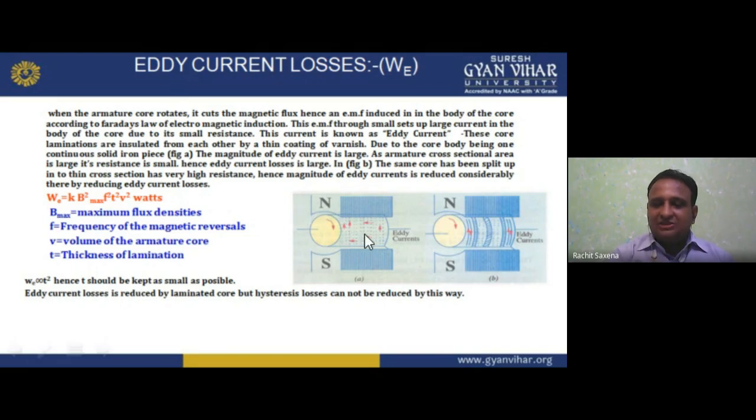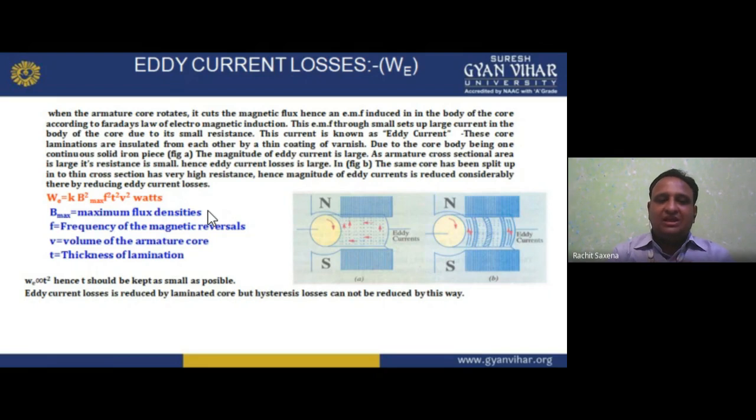Now see here, it is set up like this. So how can we remove it? We can make laminations. If I want to make laminations, we use varnish for the insulation between the laminations to reduce this loss. Now how can we calculate it?